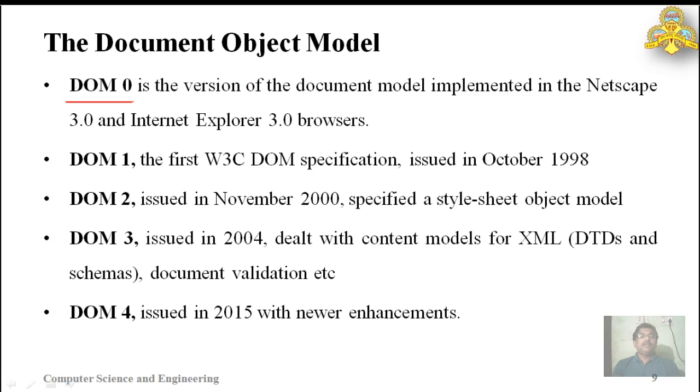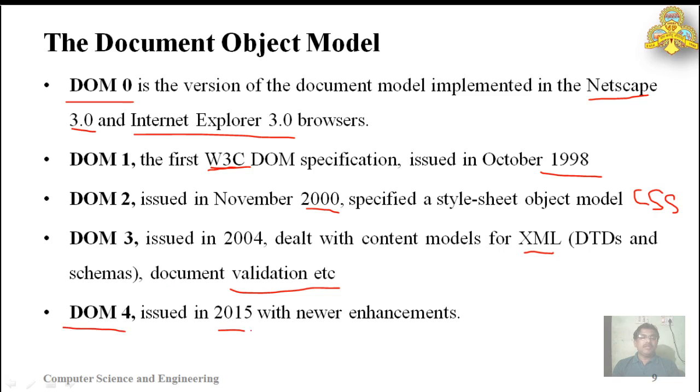DOM 0, the initial version, was implemented in Netscape version 3.0 and Internet Explorer 3.0 browsers. DOM 1 was issued in 1998, after the formation of W3C. DOM 2 was issued in November 2000 with support for the style sheet object model, that is CSS, which we already studied in the previous semester. DOM 3 introduced support for XML, that is schema support, document type definitions, and document validation, mainly for XML. And DOM 4 was introduced in 2015 with newer enhancements.